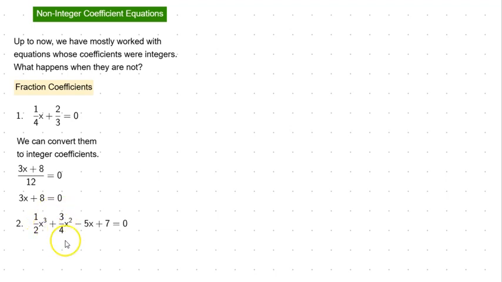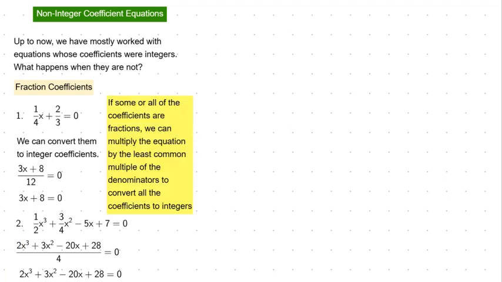Let's look at a cubic. 1 by 2 x cube plus 3 by 4 x square minus 5x plus 7 equal to 0. Again, combining them, we get (2x cube plus 3x square minus 20x plus 28) divided by 4 equal to 0. And 4, if we take it to the other side, it disappears, leaving us with our familiar integer coefficients. So if some or all of the coefficients are fractions, we can multiply the equation by the least common multiple of the denominators to convert all the coefficients to integers.